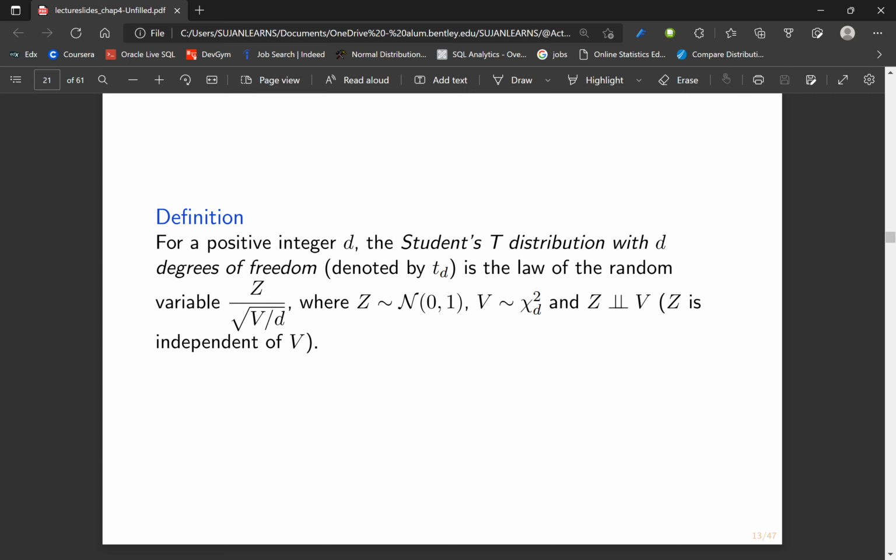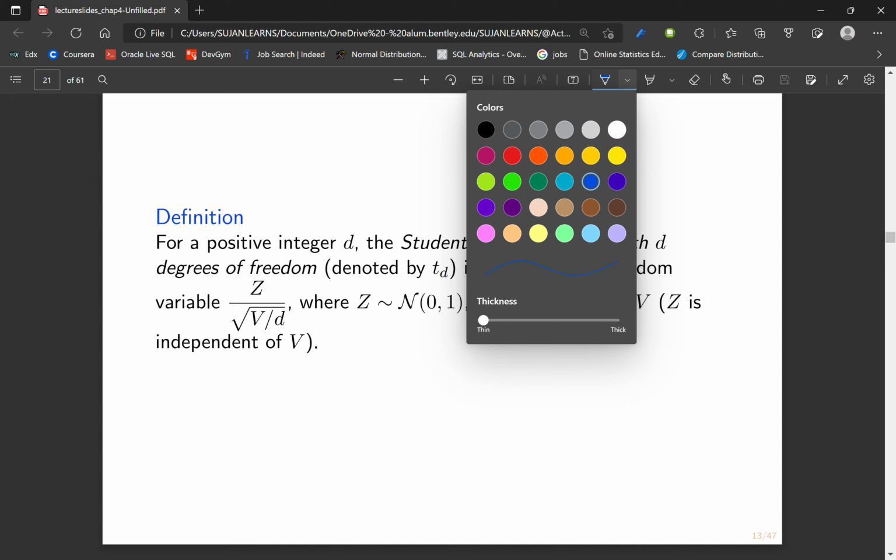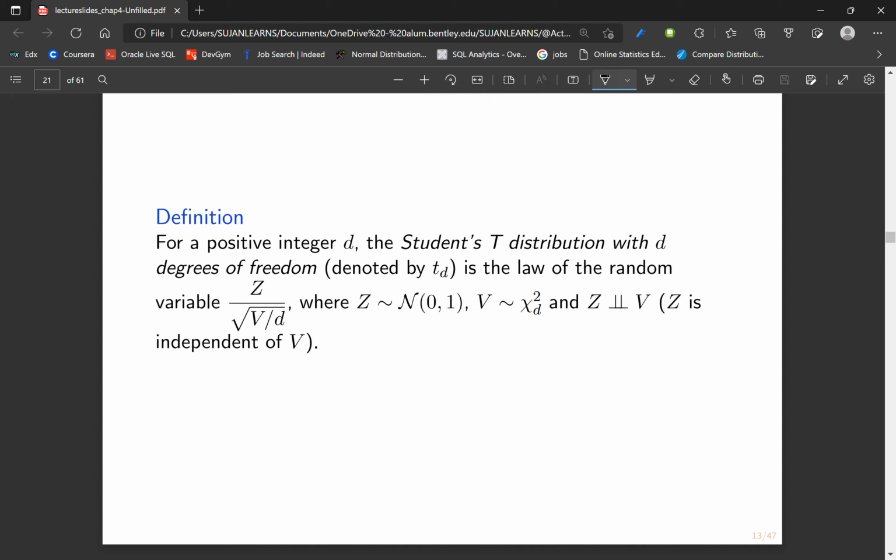We talked about chi-square distribution last time, and today we'll talk about student distribution. For this, we need to go through the definition of a student distribution. So let's just do that.